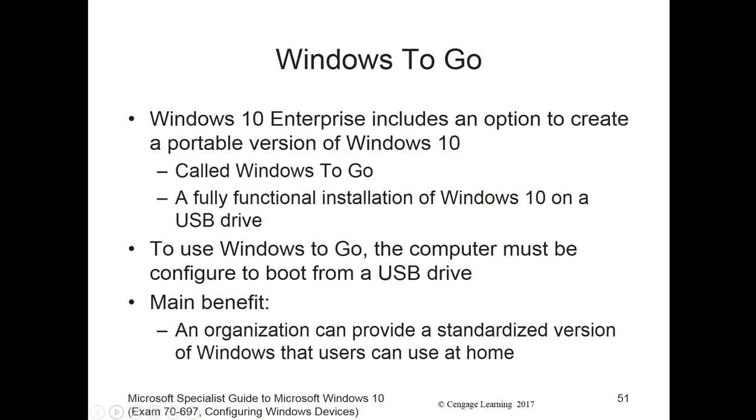Windows 10, we'll talk about Windows To Go. Windows 10 Enterprise includes an option to create a portable version of Windows 10. It's called Windows To Go, a fully functional installation of Windows 10 on a USB drive. To use Windows To Go, the computer must be configured to boot from a USB drive. The main benefit: an organization can provide a standardized version of Windows that users can use at home.